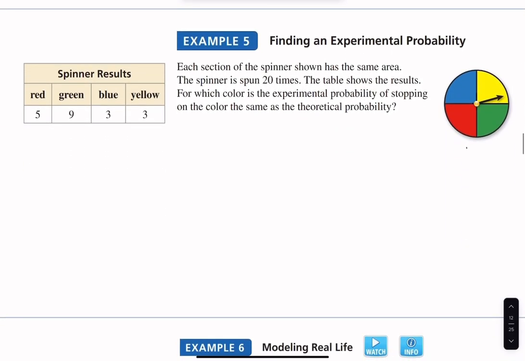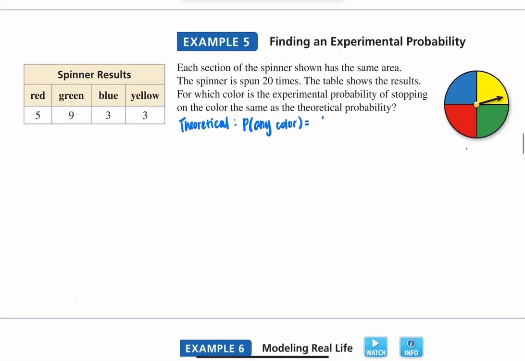So example 5, each section of the spinner shown has the same area. The spinner is spun 20 times. So before I get into what actually happens, the theoretical probability of any color is going to be 1/4 since they're all the same area. There's a 1/4 chance that I'll hit any color. Experimental is now what we're talking about. So the spinner is spun 20 times. The table shows the results. For which color is the experimental probability of stopping on the color the same as the theoretical?